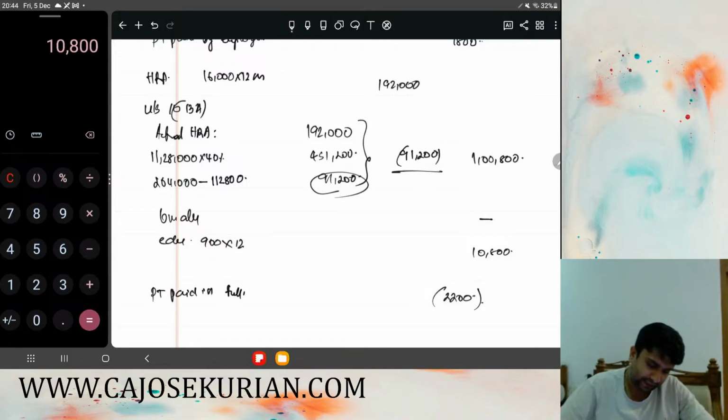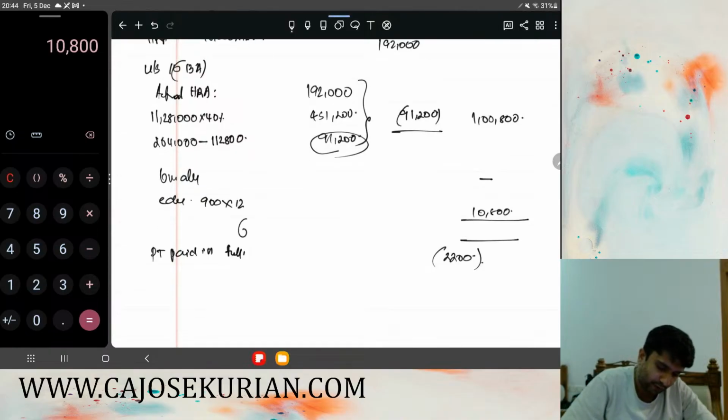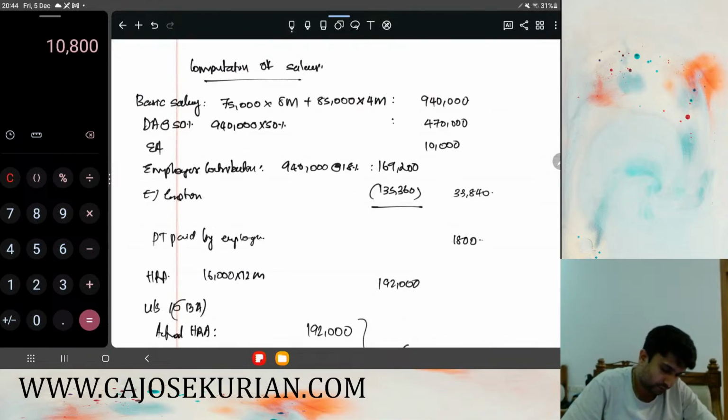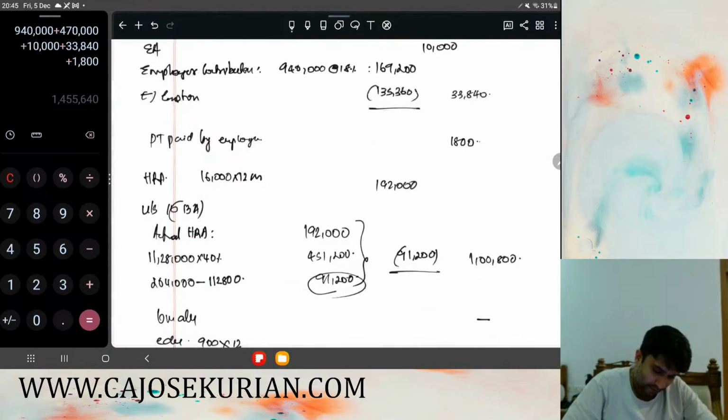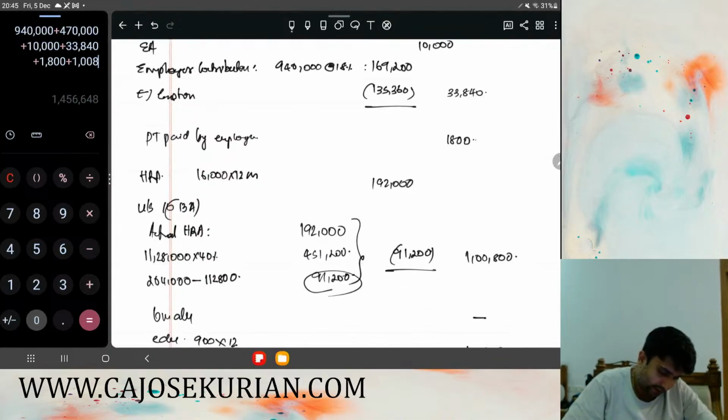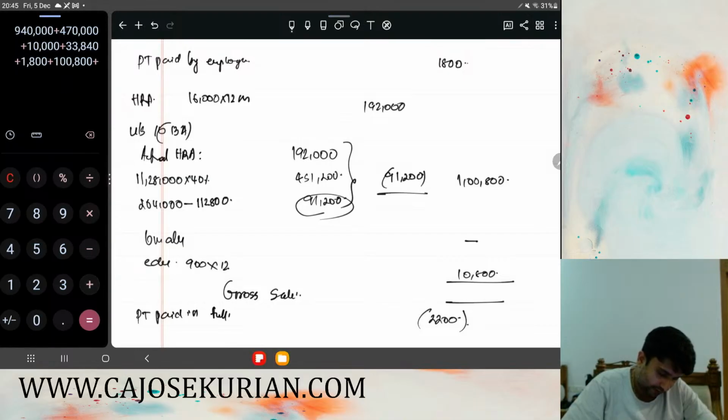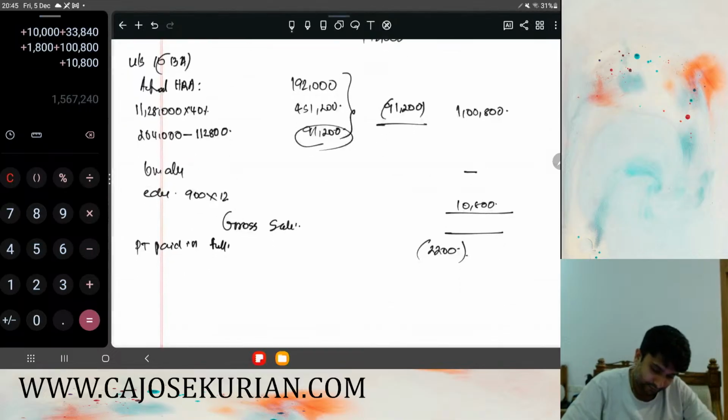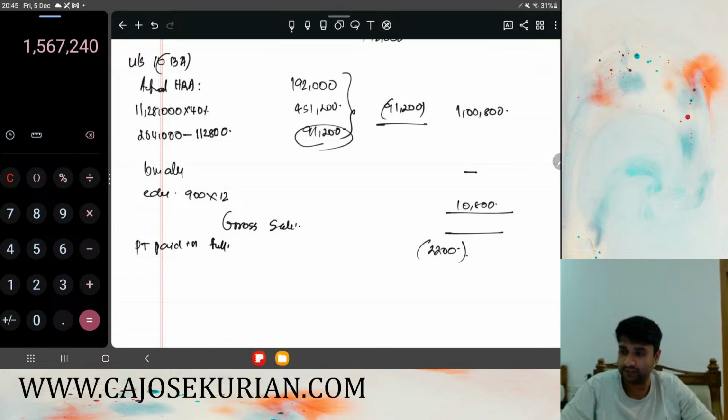So that's it. These are the items that you should consider for computing gross salary. So how much is the gross salary? We will add everything together. So 9,40,000 plus 4,70,000 plus 10,000 plus 33,840 plus 1,800 plus 1,08,000 plus 10,800 will be 15,67,240, right?